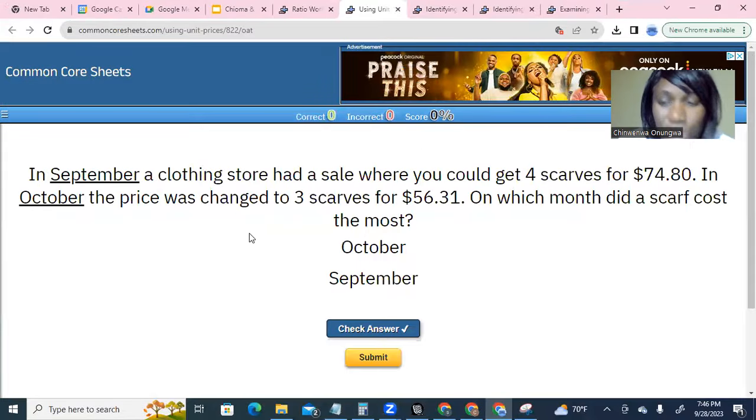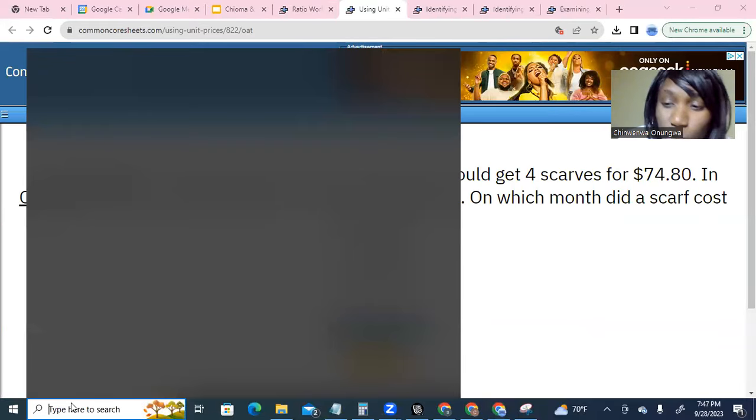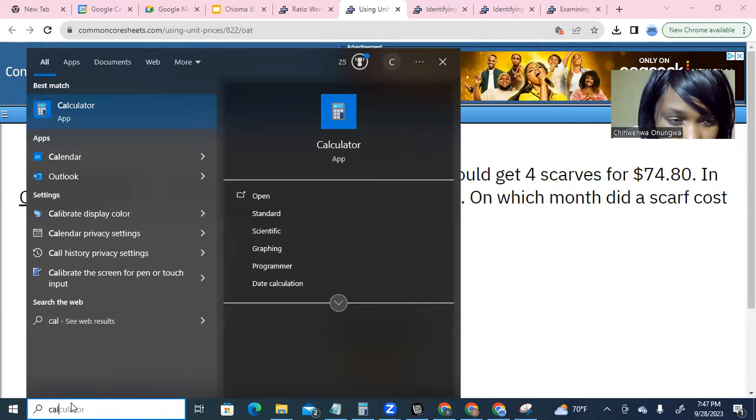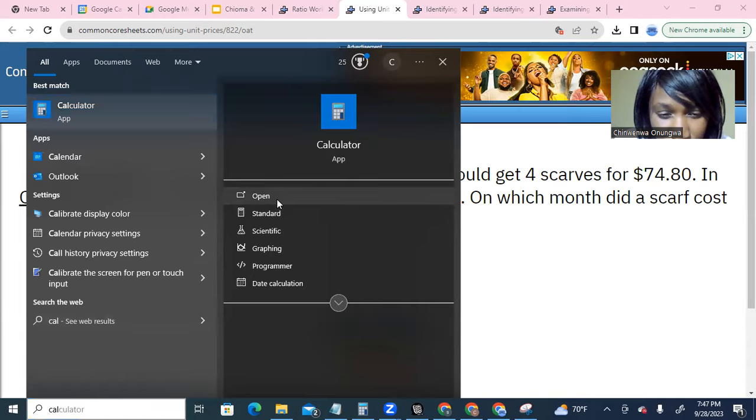So unit rates is the price for one item. Here we have, in September, a clothing store had a sale where you could get four scarves for 74.80. In October, the price changed to three scarves for 56.31. On which month did the scarf cost the most? To know that, I will have to get my unit cost, so I'll go ahead and open up my calculator. I'm sorry, I should have had this open for you.